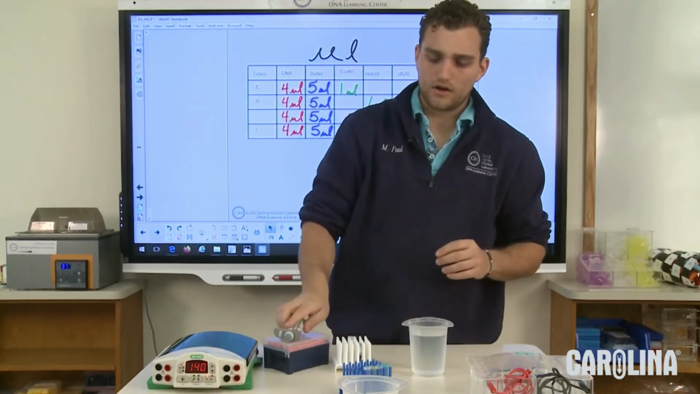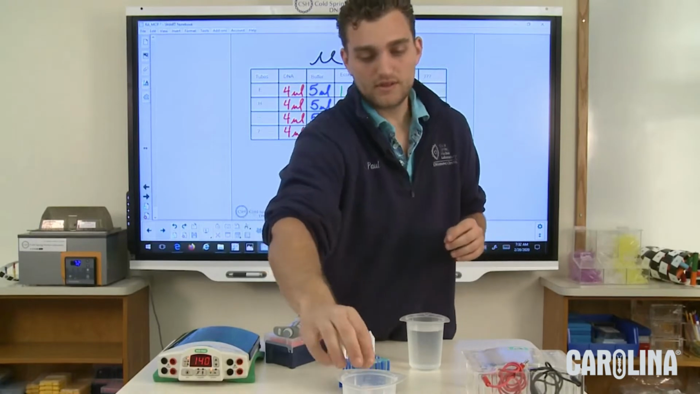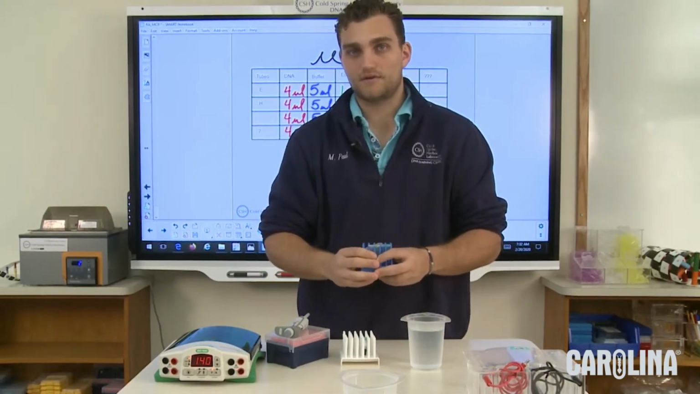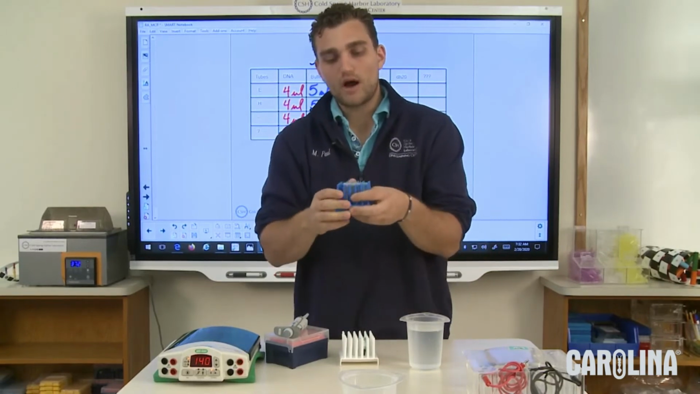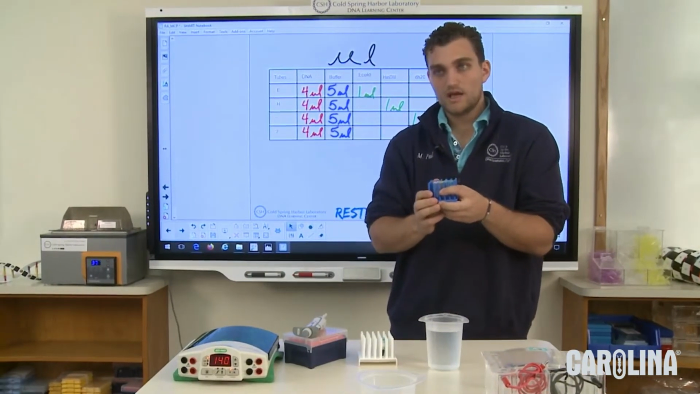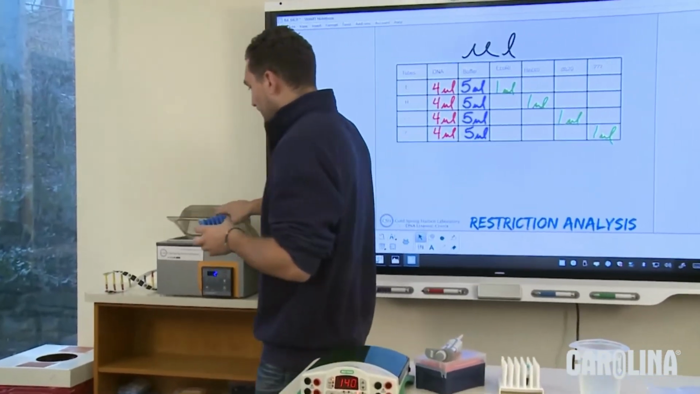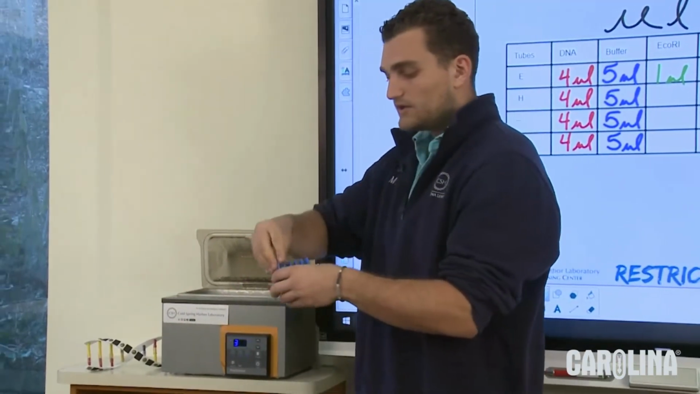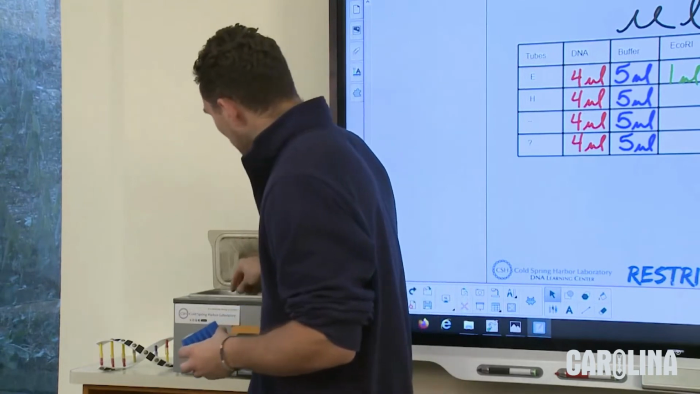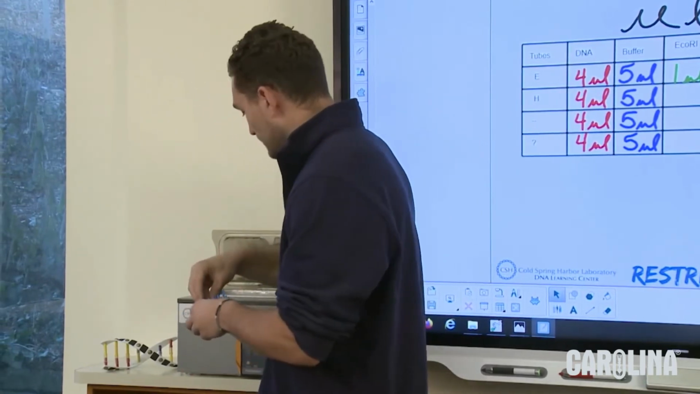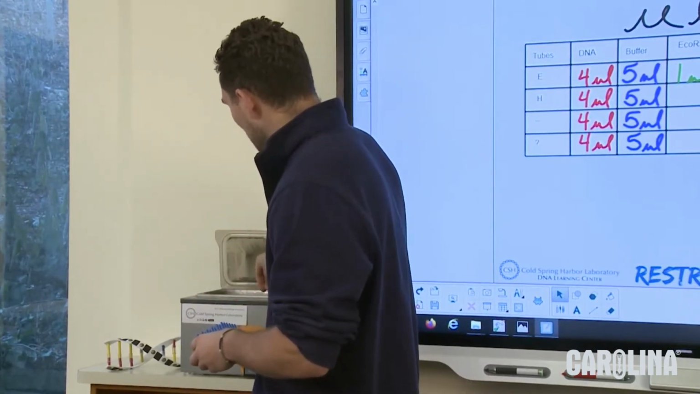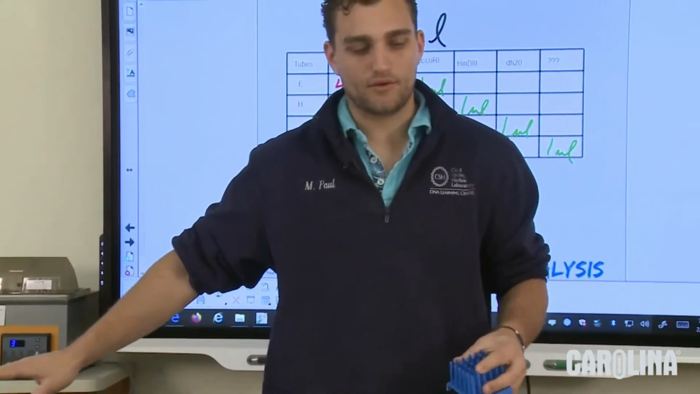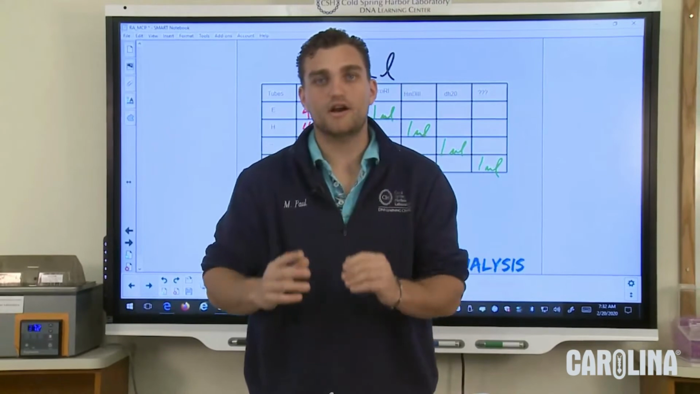Now, earlier I said we're going to need these enzymes to be at 37 degrees Celsius in order for them to work, right? So I'm going to take these tubes and bring them over to my water bath. This is set to 37 degrees Celsius. I'm going to take my 4 tubes and put them into 37 degrees. This is just the optimal temperature for these enzymes to work. I'm going to let them sit in there for a little while and let that cutting occur.